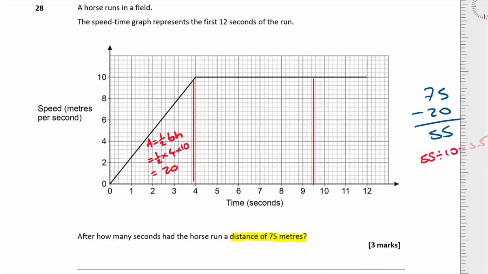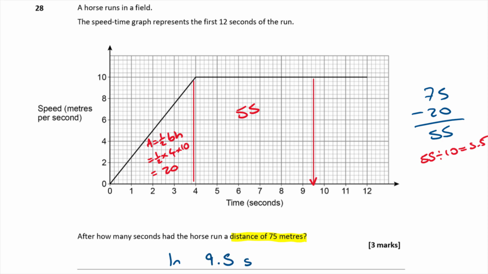Okay, giving me an area of 55, a total distance travelled of 75, and that tells me that the horse has covered 75 meters in 9.5 seconds. So after how many seconds has the horse run a distance of 75 meters? In 9.5 seconds. Okay.